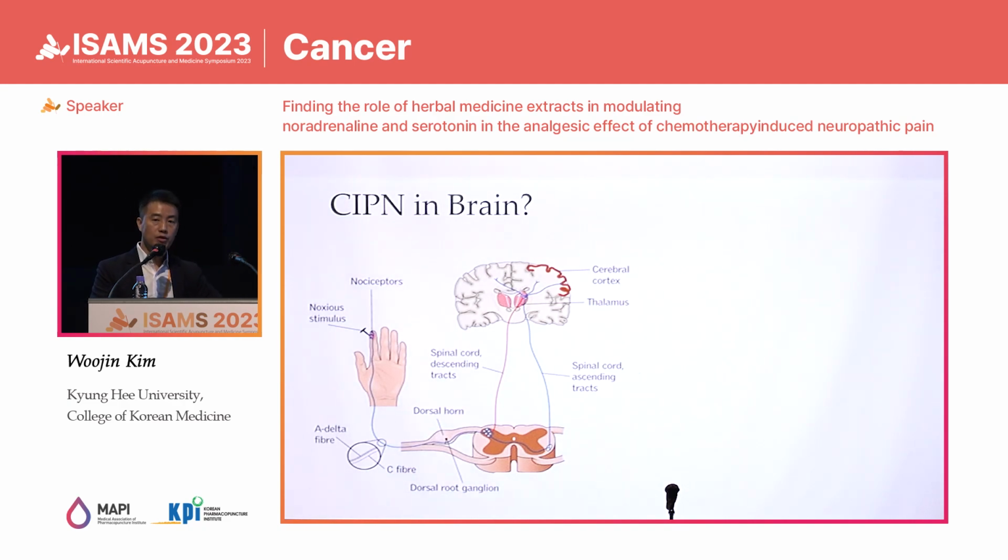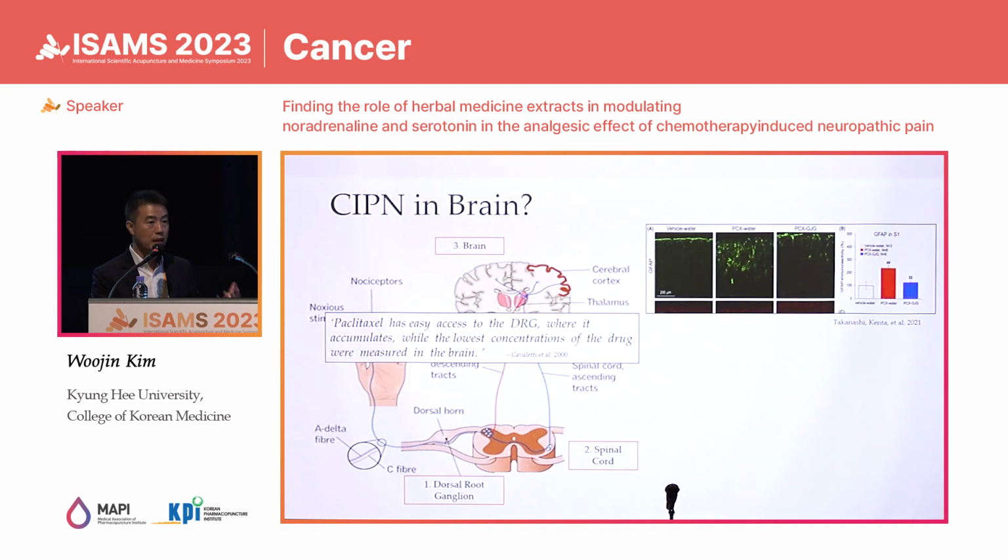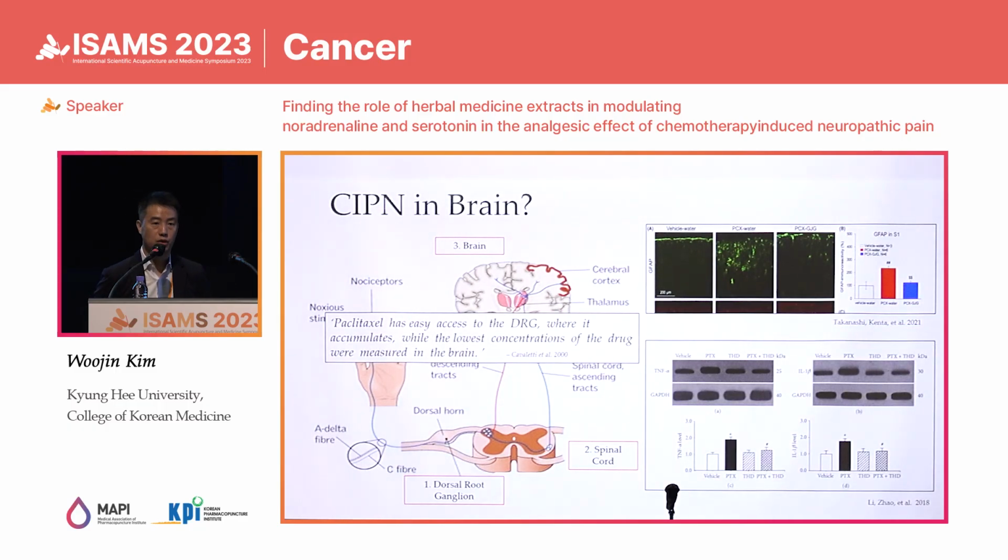But in chemotherapy-induced neuropathic pain, the brain is not really well studied because we mostly focus on the peripheral side, the dorsal root ganglion, DRG, and the spinal cord, and not the brain, because we say the chemotherapy treatment does not really penetrate the BBB, and when you look at the brain, the concentration of chemotherapy drug present in the brain is really, really low. But recently some papers say that even with a small amount of chemotherapeutic drug, it can affect the brain and change the astrocytes and the pro-inflammatory cytokines in the brain.